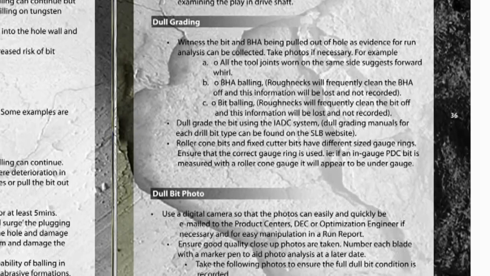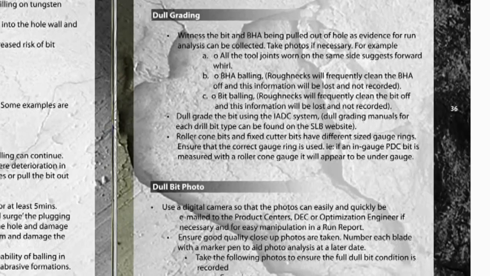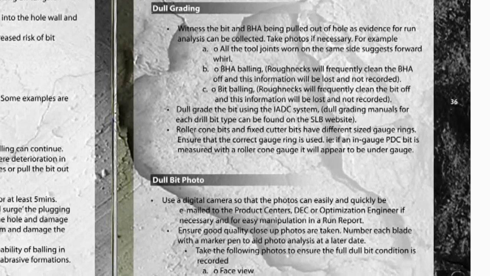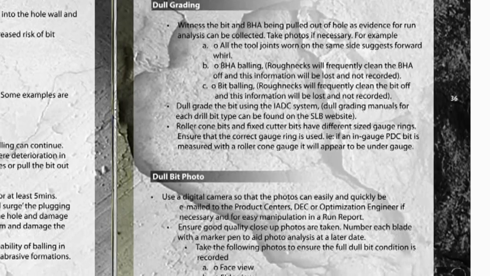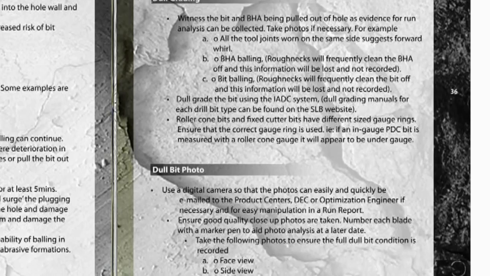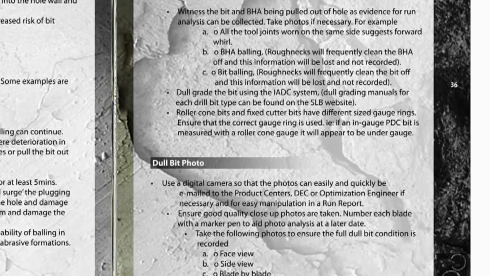Dull grading manuals for each drill bit type can be found on the SLB website. Roller cone bits and fixed cutter bits have different sized gauge rings. Ensure that the correct gauge ring is used, i.e., if an in-gauge PDC bit is measured with a roller cone gauge, it will appear to be under gauge.